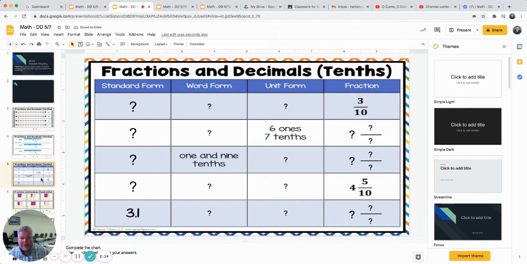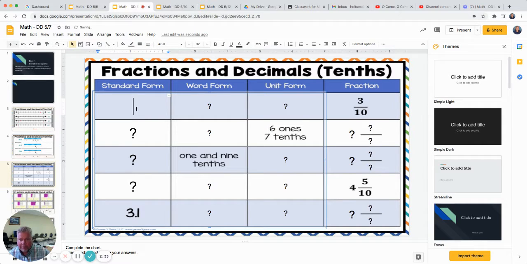Next slide requires a little bit of work. You're given either the standard form, the word form, the unit form, or the fraction form. All right, and then you've got to turn it into the other 3. So this first one we have fraction form. What fraction is this? This is 3/10. So as a decimal, what does that look like in standard form? 0.3, like that. In word form, what do we put? We put 3 tenths. In unit form, we put the number and the place, 3 tenths.